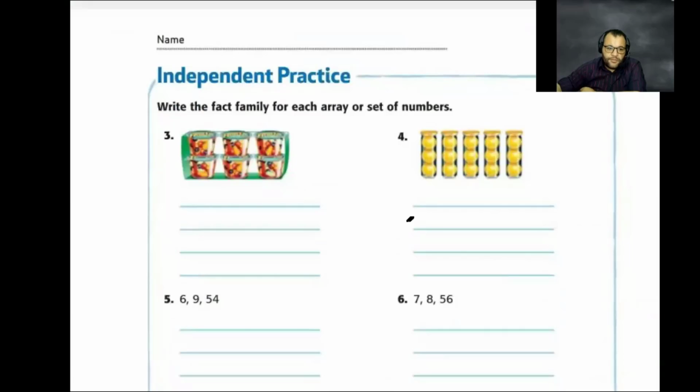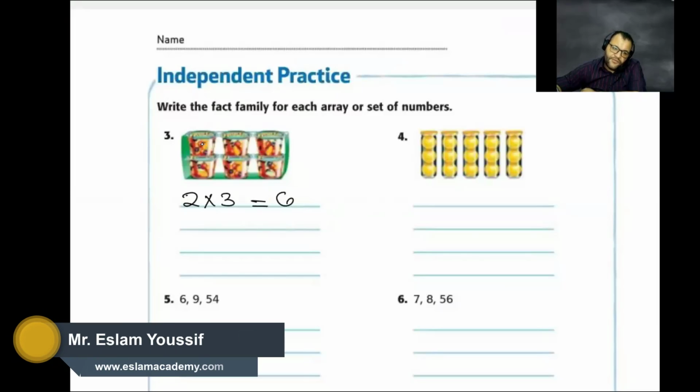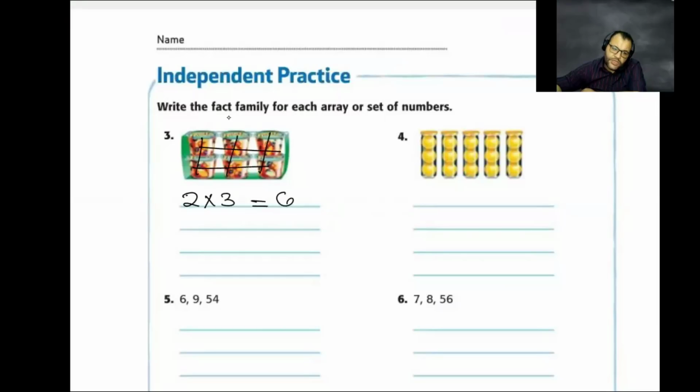So who can solve with me question number 3? Question number 3. Abdul Latif, can you solve with me question number 3? Okay. 2 and 1. 2 what and 1? 2 multiplied by 3. 2 times 3 equals? Okay. So because we have 2 rows and 3 columns, we said that 2 times 3.